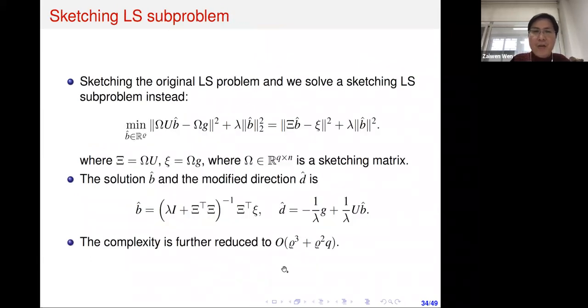Therefore, we can do sketching once again. We can multiply by a random matrix before this term. For example, we can take a few hundred rows from U. Then the accuracy, for fully connected layers, is very close to the original problem. But in this way, we can reduce the computational cost pretty much.